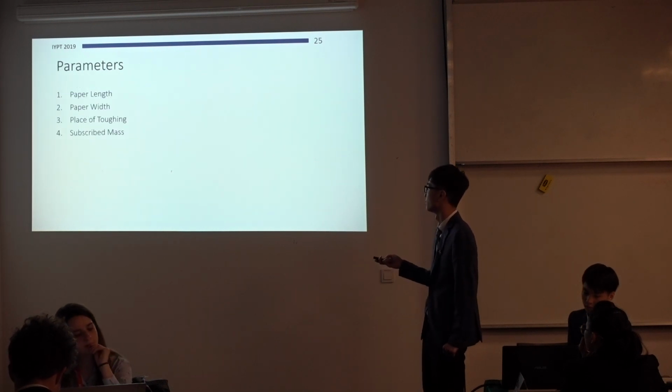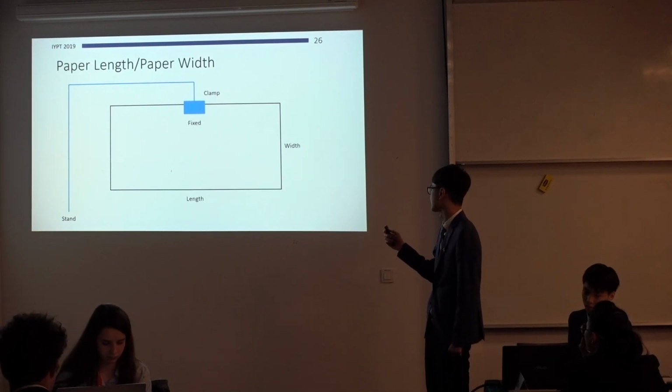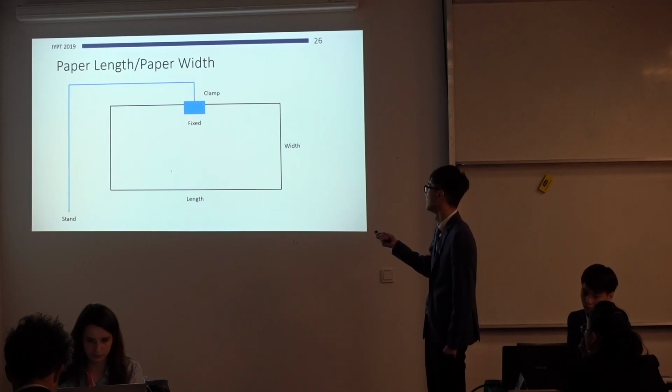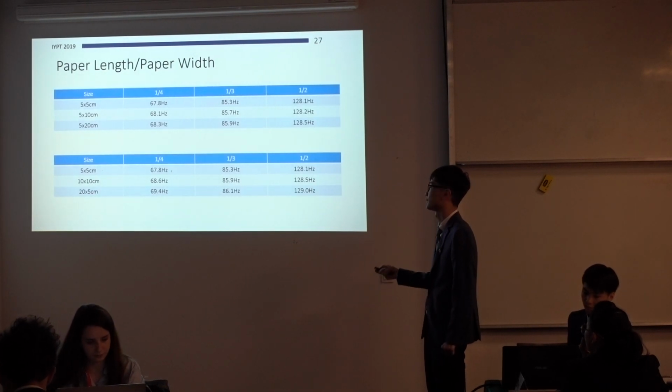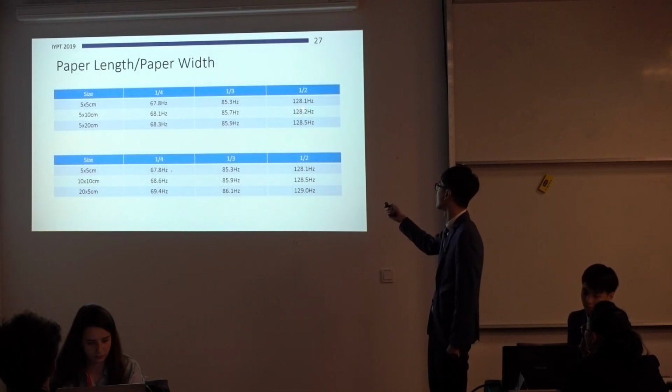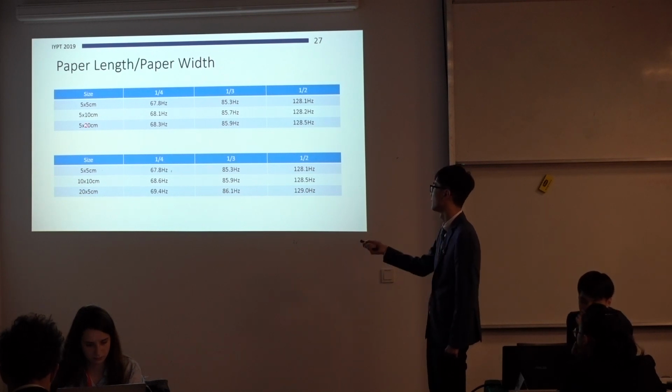So these are our parameters. This is our experiment setup. We will fix the size of the paper, and we will change the width and the length of it. So this is our experiment. We count the undertone at around 1/2, 1/3, and 1/4 of the fundamental frequency, and this is the experiment result. And we change the length and width.